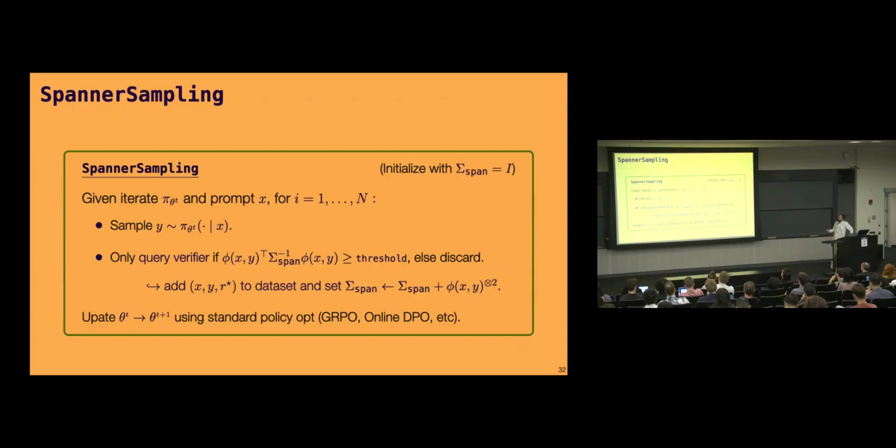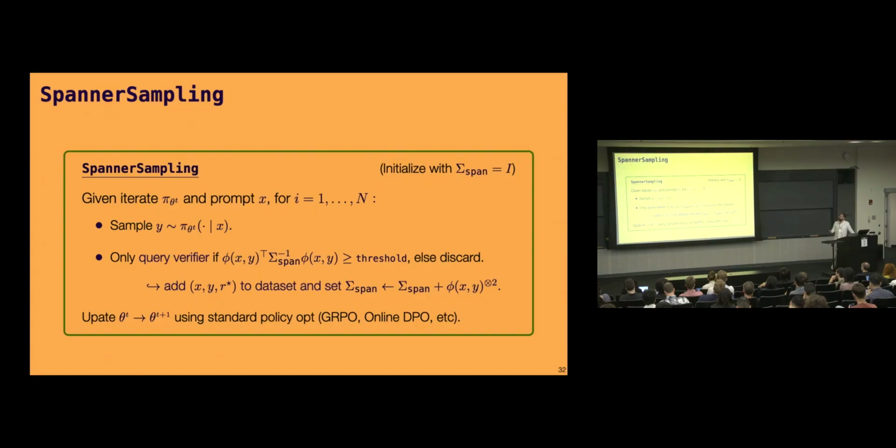For each one, we're going to check if the corresponding feature map has big norm under the inverse of this Sigma span matrix. If this is big, it means we've discovered a new direction in feature space that we haven't explored, in which case we're going to query the verifier for a reward, add this to our dataset, and update the matrix. And if this isn't triggered, we just throw the response away.